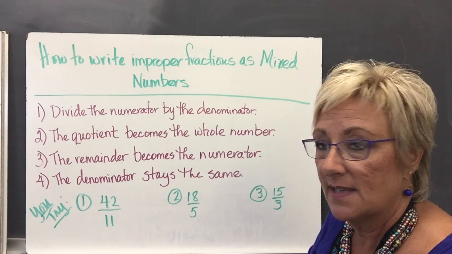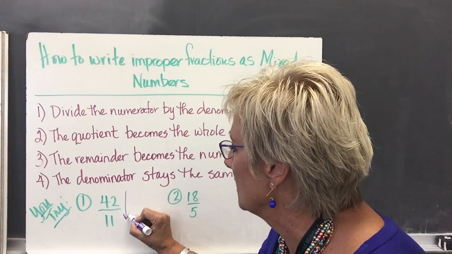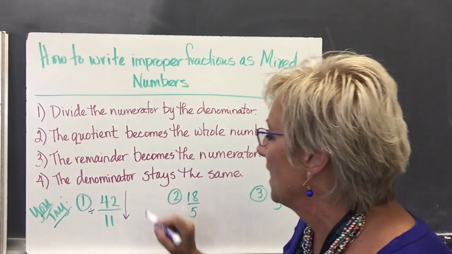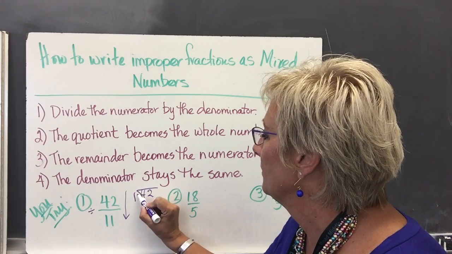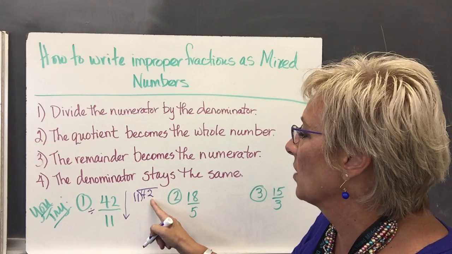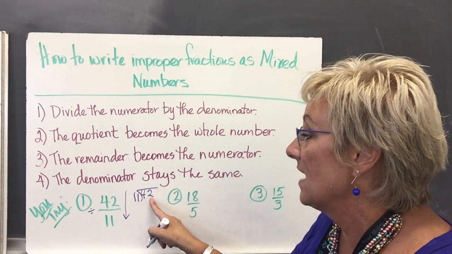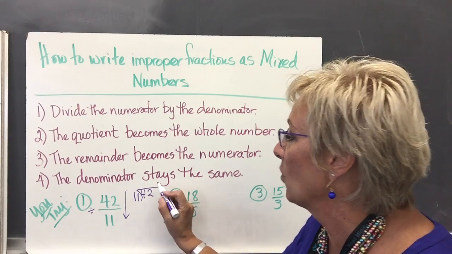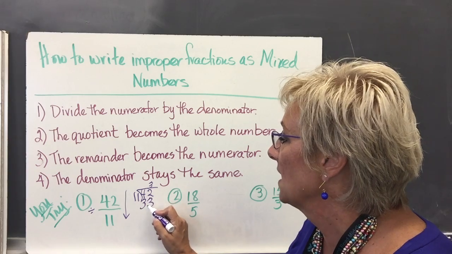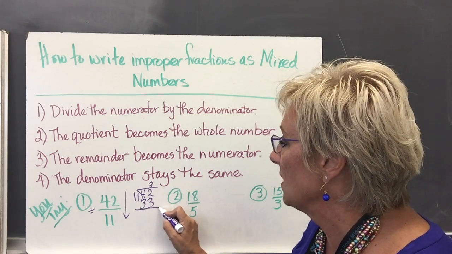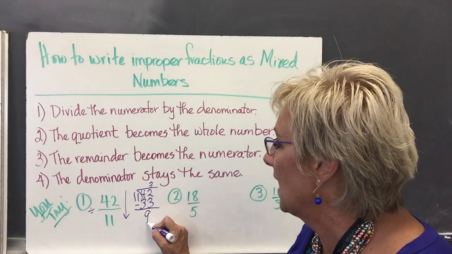Let's try a couple of these. If I've got 42 over 11, I'm going to read it from top to bottom, and this is just like your division sign here, I'm going to say 42 divided by 11, okay? And I know 11 will go into this 3 times. If I said 3 times, it's 33. If I say 4 times, it's 44, which is a little bit more than 42. So I know it will go in there 3 times. 3 times 11 is 33. And when I subtract 42 minus 33, it's going to give me 9.